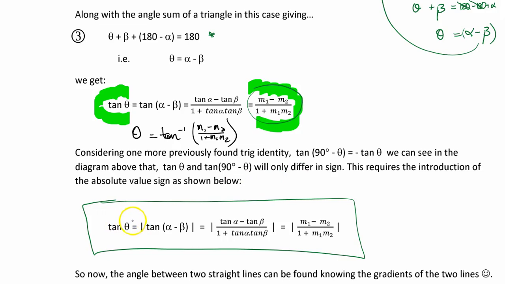So for the tan of theta, we just consider the absolute value of our ratio, and then we substitute the gradients and we get that the tan of theta is actually the absolute value of that, or theta is tan inverse of the absolute value of that. So that's the formula to learn.